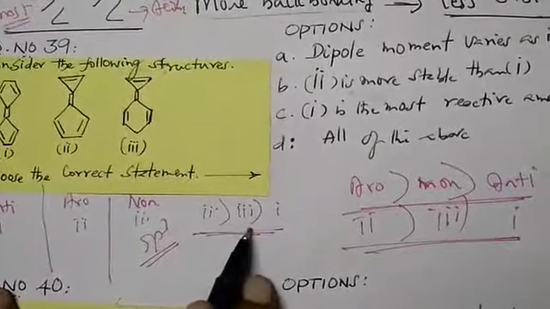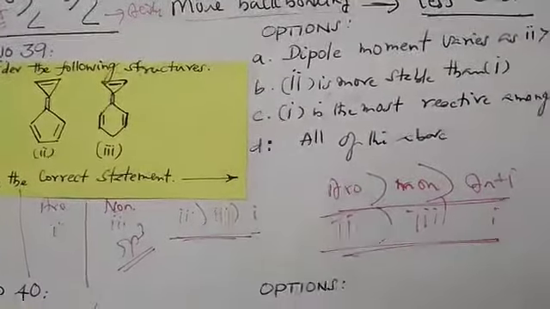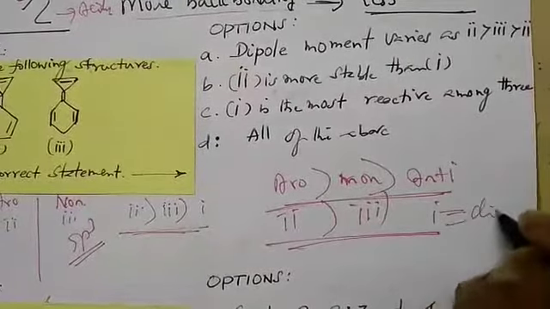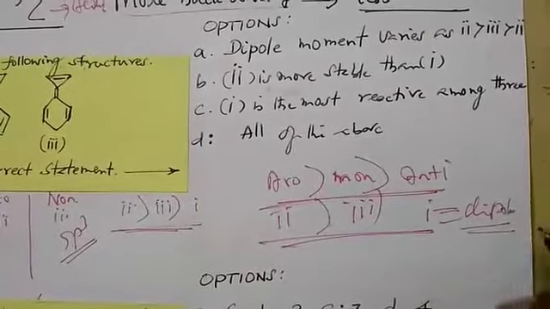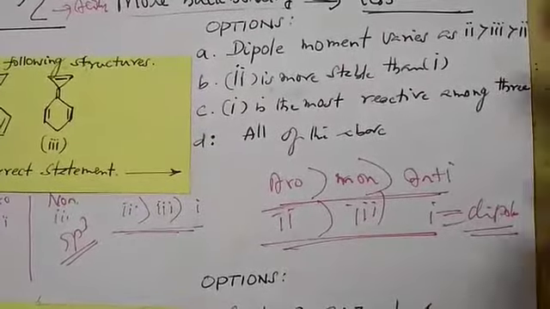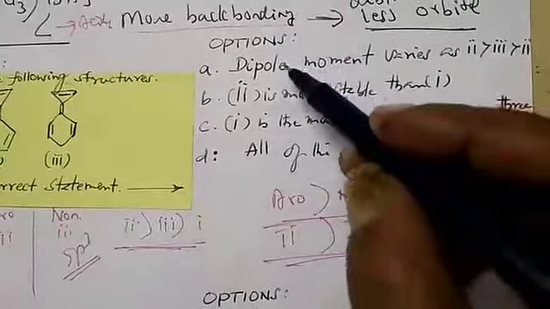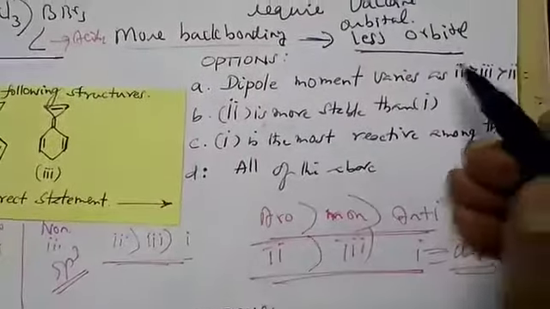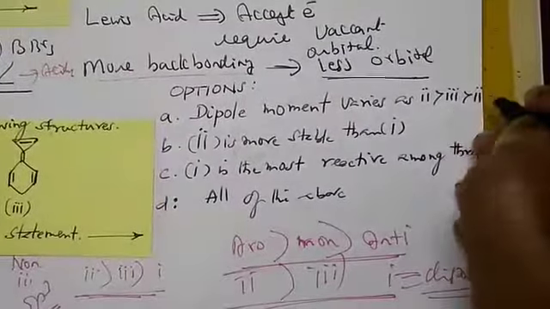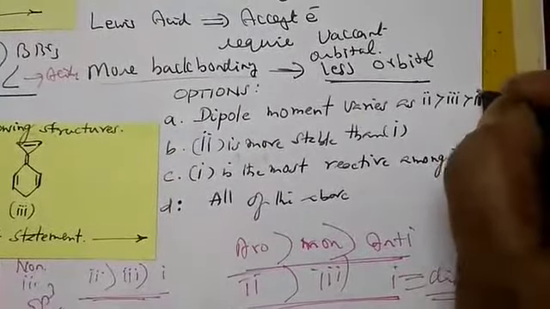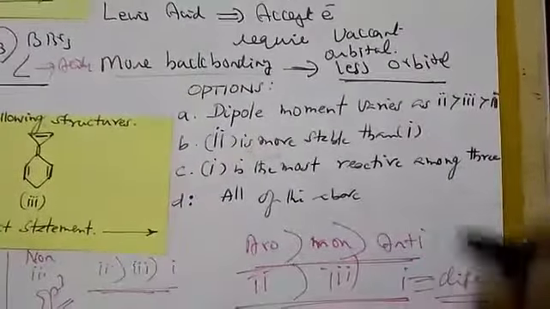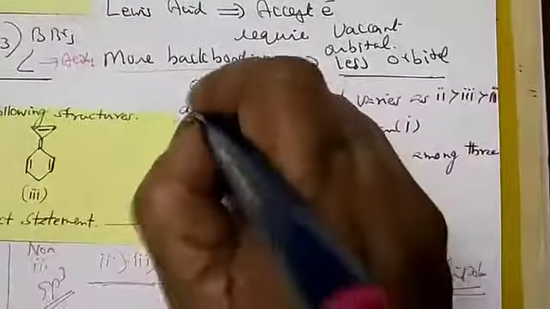Here it is written: the order of stability is equivalent to the dipole moment. This is the one condition. Now that we have this knowledge, let us go and see the options. The first option is that the dipole moment rises: 2 is greater than 3, 3 is greater than, there is a correction in the question, no, it is 1. So this is matching with that, so this statement is correct.